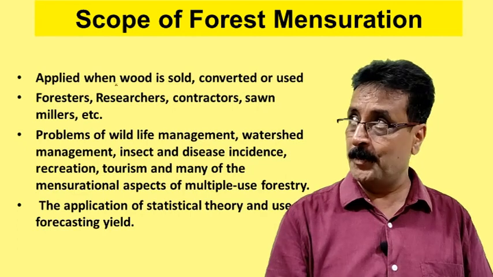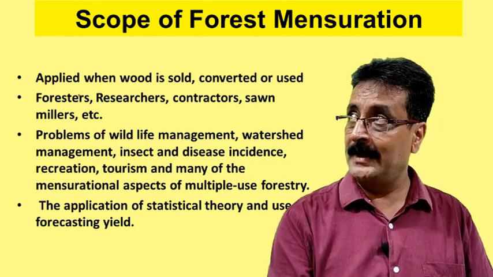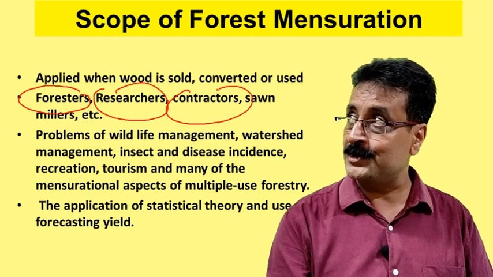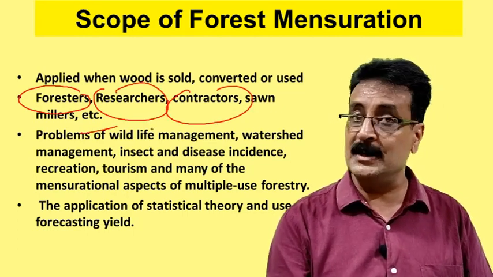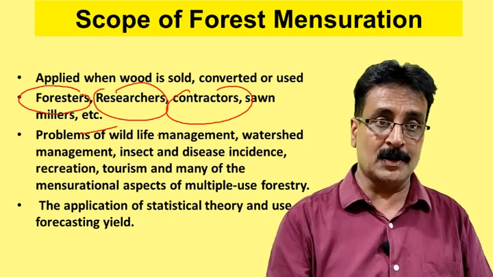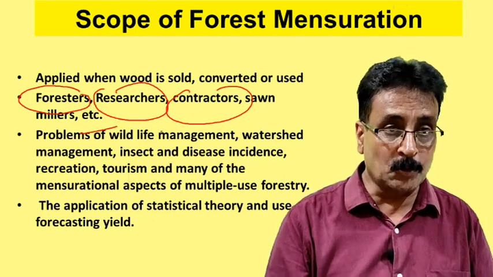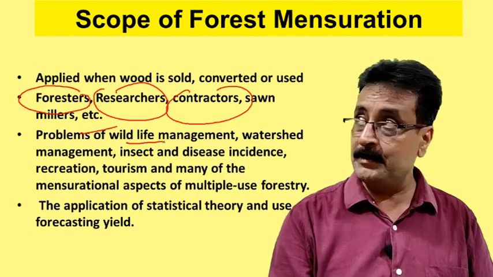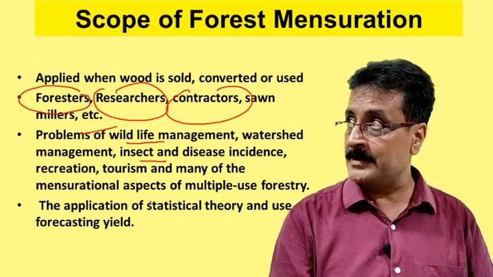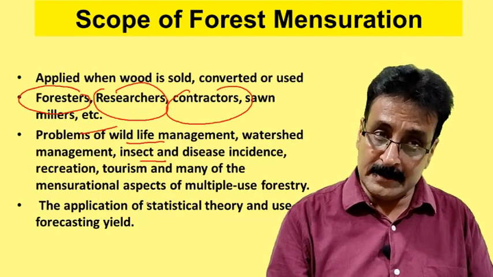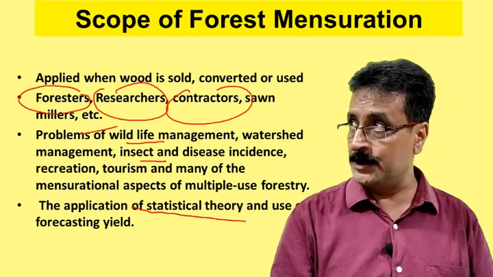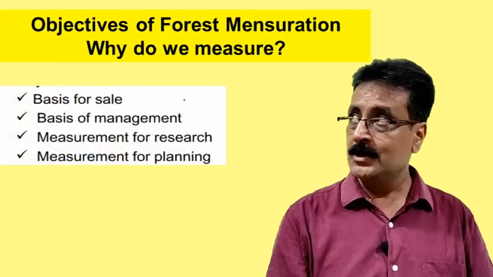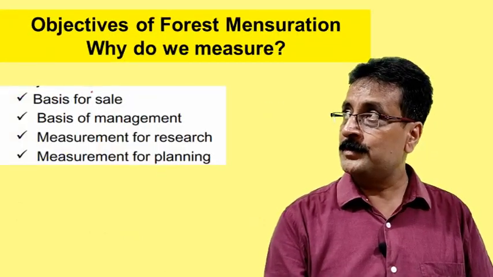And let's go to the scope. When we talk of scope, it is for foresters, researchers, contractors, sawmillers, students, and the growing population, how to fulfill them. It is for the management of wildlife, for insects and pests. This is very important. Ultimately, we need it for the application of statistical theory and the use of forecasting the yield. So the objectives of forest mensuration are four.